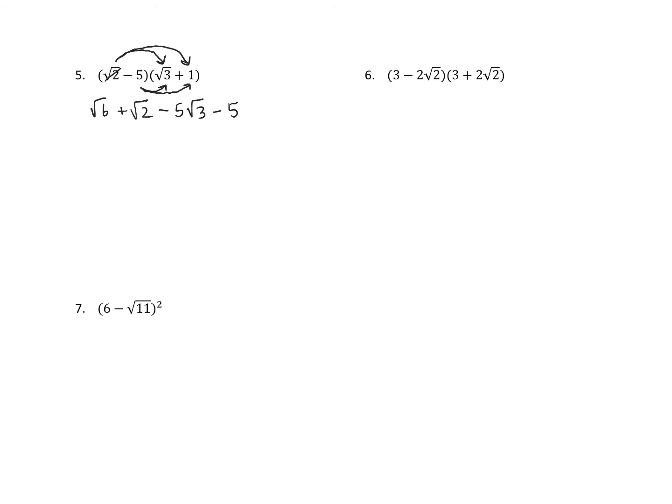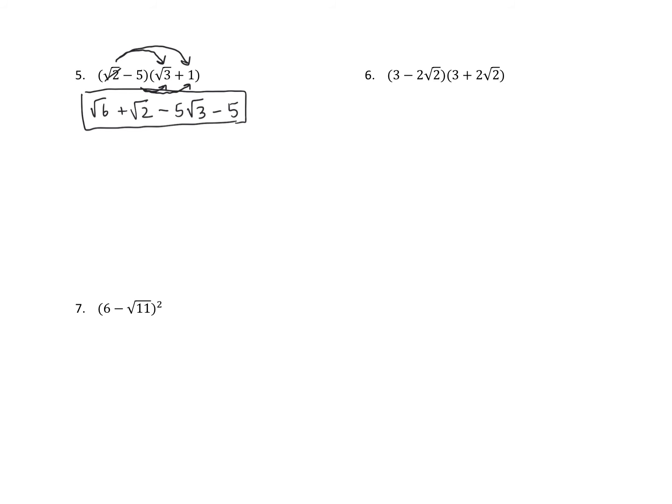Now we want to look and see if we can simplify any of the radicals. 6 will break down into 2 and 3, but there's no pairs. 2 is prime, 3 is prime. So there's nothing I can simplify here. There are no like terms. So this is it. So that's it for number 5.